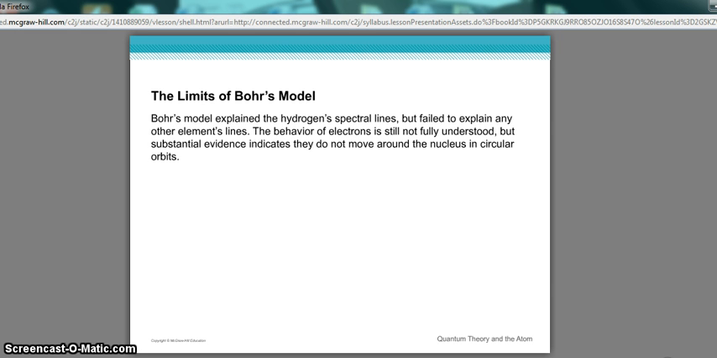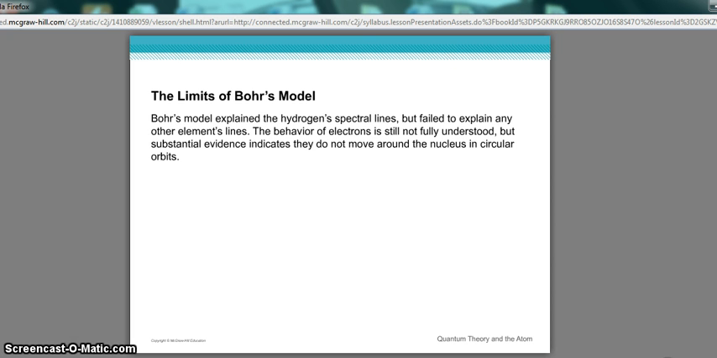Now, Bohr did a good job of explaining hydrogen. However, his model couldn't explain any of the other elements. It was only limited to hydrogen. So what that means is the electrons probably don't move in a circular orbit. It was good for hydrogen, but it doesn't really explain anything that has more than just one electron.